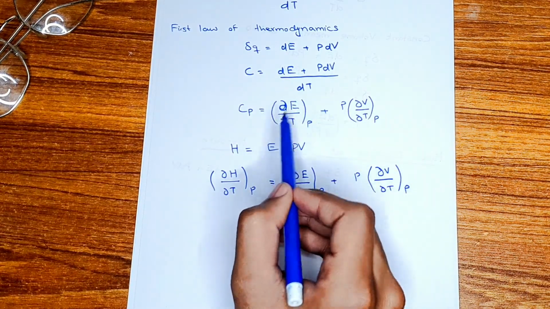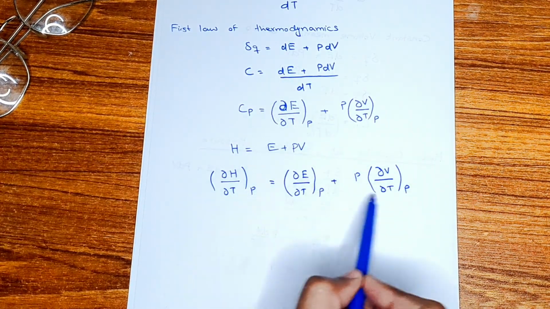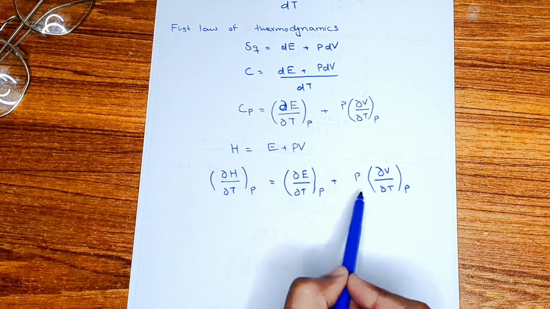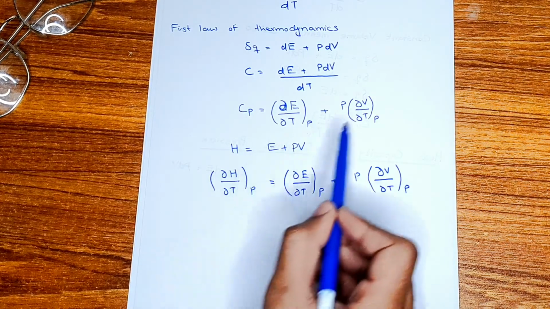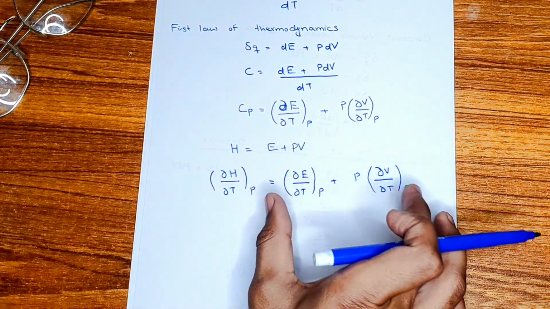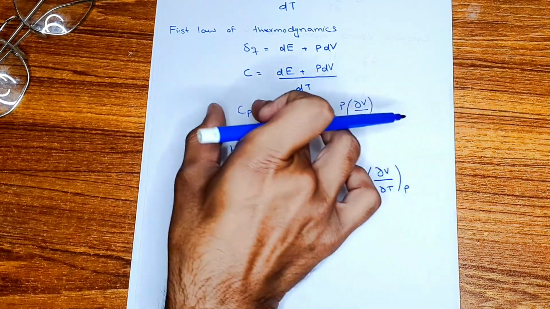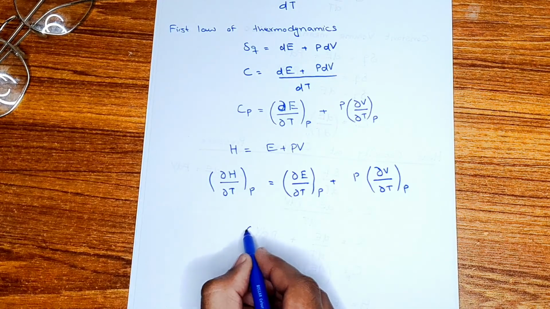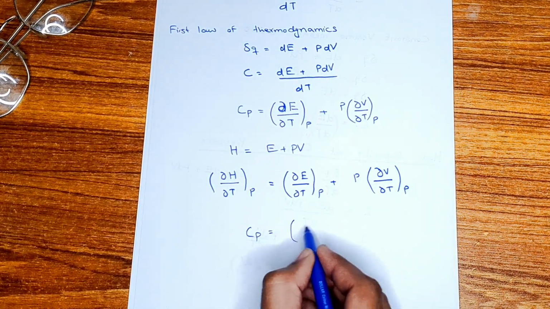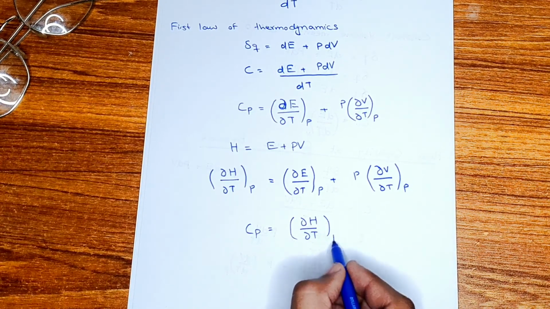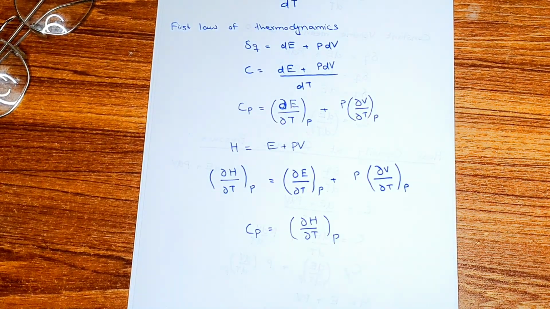Okay, so now as you can see here that this part of equation and this part of equation are same, so I can just plug in the value for this part of equation here. As you know that this part is equal to this part, and again this part and this part are same, so I can just say that if this part and this part are same, then this part and this part should also be same. So I can just write it as Cp is equal to change in enthalpy divided by change in temperature at constant pressure. So that was the heat capacity at constant pressure.